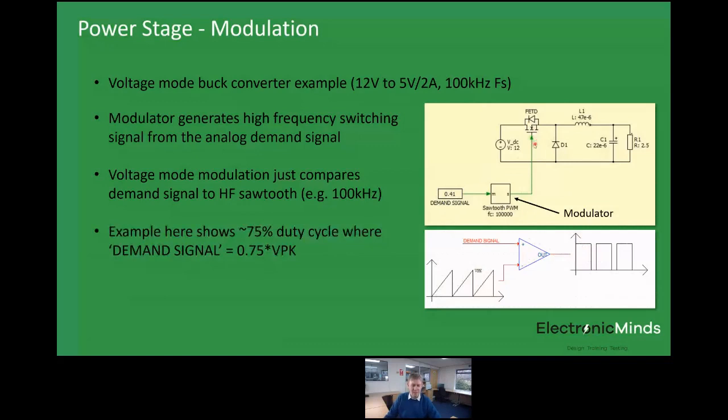The example I've tried to show here shows about 75% duty cycle, where the demand signal is 0.75 times V peak. Now, if I draw what that is, if the demand signal is equal to where that red line is there, you can see here that we would get an output modulation waveform, as shown here, of about 75% duty cycle. If the input demand signal were to increase further, the duty cycle increases. And conversely, if that input demand signal falls, the duty cycle will fall. And there's a gain term associated with that as well, and we'll cover that on the next slide.